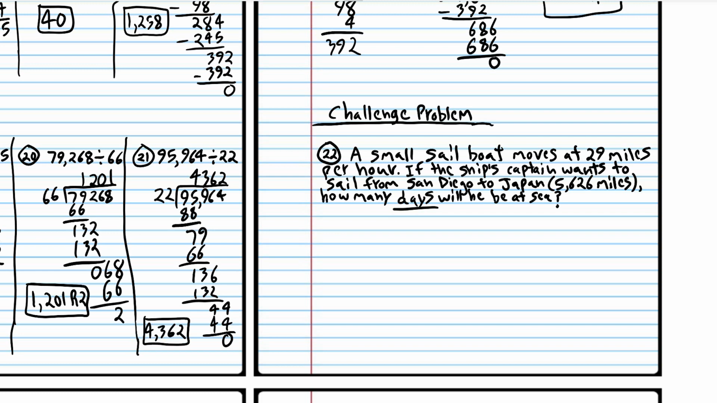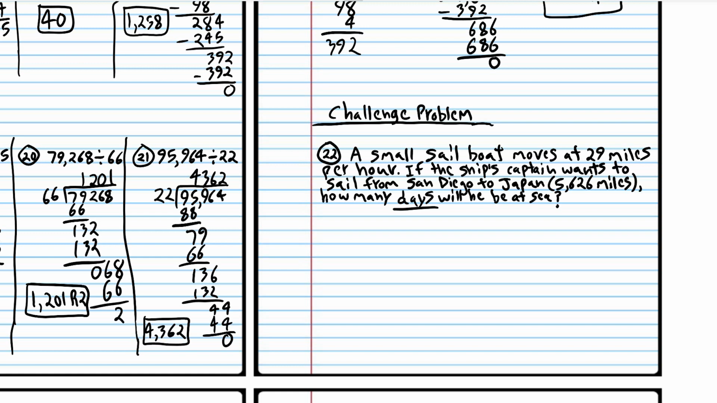All right. So let's read it again. A small sailboat moves at 29 miles per hour. So the sailboat is moving 29 miles in 1 hour. If the ship's captain wants to sail, so by the way, 29 miles per hour, that's the unit rate we were talking about in the eider duck problem. Because it's the number of miles in 1 hour, that's called the unit rate. If your parents are driving 50 miles per hour, that's called the unit rate, because it's 50 miles per 1 hour. 50 miles in 1 hour. All right? The unit rates are the most useful rates. That's why we use them so much in the real world.